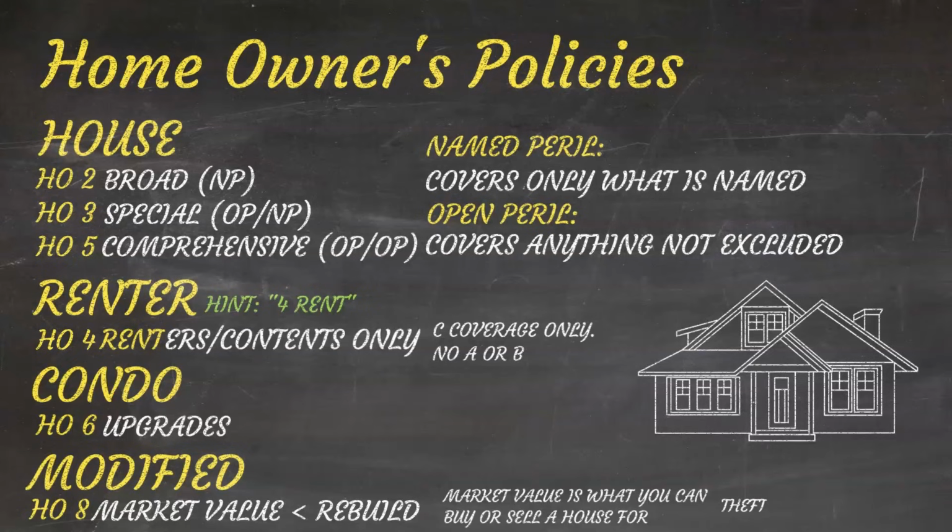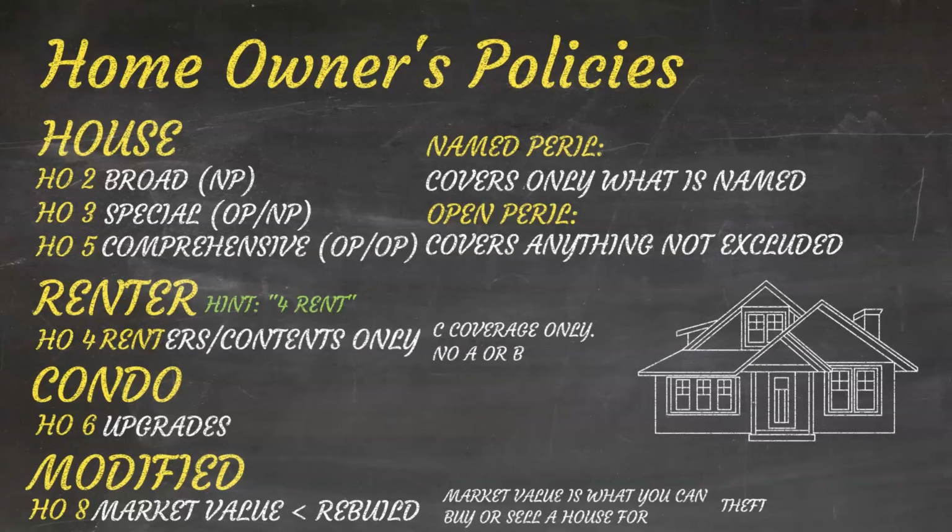So this was a very basic rundown of the different types of homeowners. For the state exam, it is important to know the names and then to know the types. HO2 broad, HO3 special, HO5 comprehensive, HO4 renters, HO6 condo, HO8 modified. Definitely know that an HO3 has open perils on the outside, named perils on the inside. They love to ask about that.